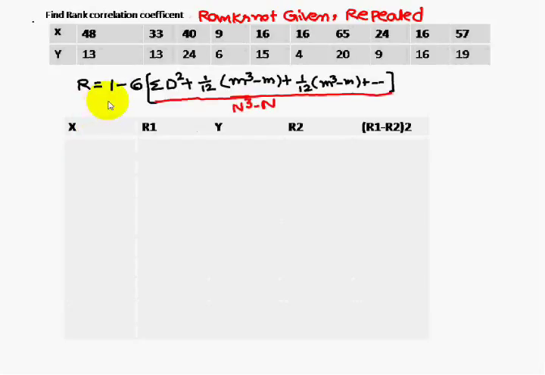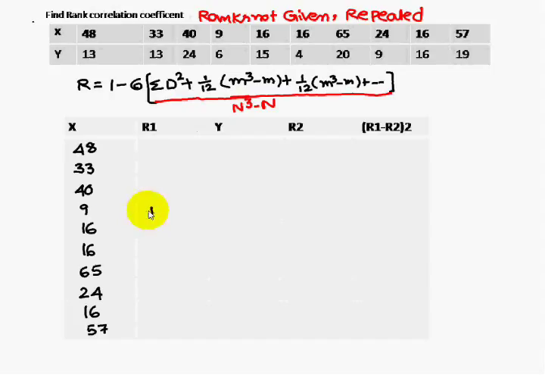So the formula here is: the rank correlation coefficient R is equal to 1 minus 6 into sigma d square plus 1 by 12 m cube minus m plus 1 by 12 m cube minus m plus so on, by n cube minus n. This is the formula. I have taken the x column and written the values from 48 to 57. Next, I have to give the ranks.